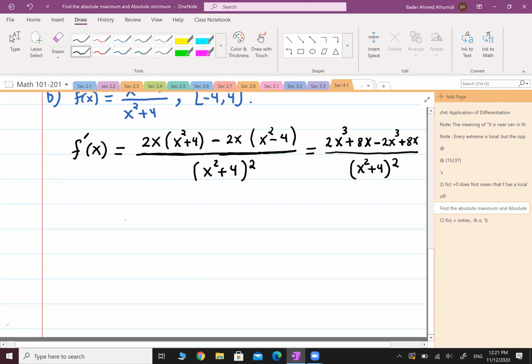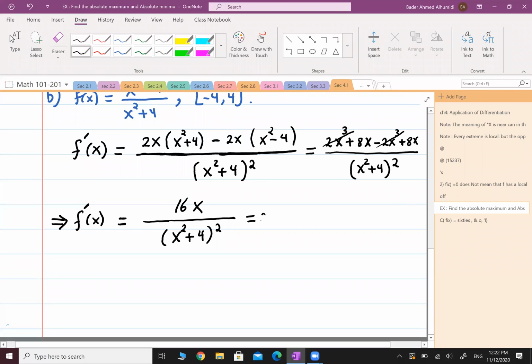ايش يطلع عندي الآن؟ This is equal to, يعني f prime of x. This implies f prime of x is equal to. لاحظوا يا شباب, if you just simplify the numerator, you have 2x cubed minus 2x cubed. So I have 16x only appears there. And I have x squared plus 4 all squared. تمام. طيب if I make this one equal to 0, هذا يعطيني نتيجة واحدة فقط ان x equal to what?